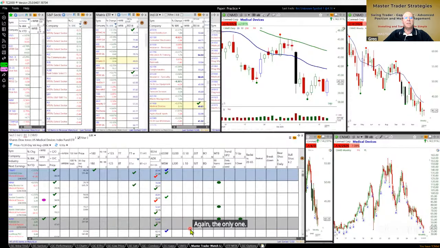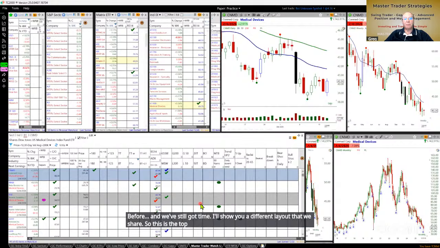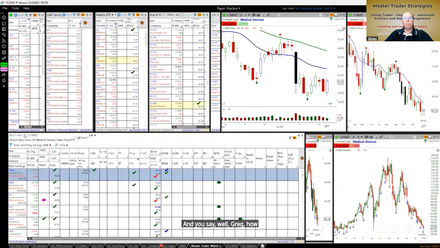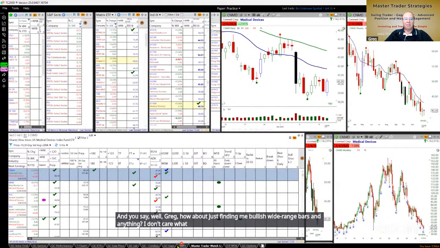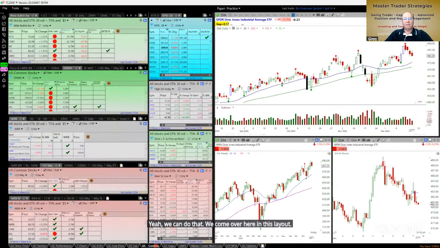But let me show you a different layout before, well, we still got time. I'll show you a different layout that we share. So this is the top-down approach. And you say, well, Greg, how about just finding me bullish wide range bars in anything? I don't care what sector it is. Yeah, we can do that. We come over here in this layout.